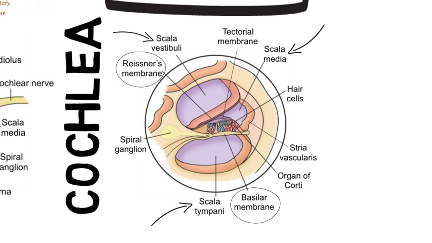The membranes are flexible and respond to the vibrations traveling up the scala vestibuli. The movements of the membranes then send vibrations back down to the scala tympani. A specialized structure called the organ of Corti is situated on the basilar membrane. As the basilar membrane vibrates, the organ of Corti is stimulated, which sends nerve impulses to the brain via the cochlear nerve.